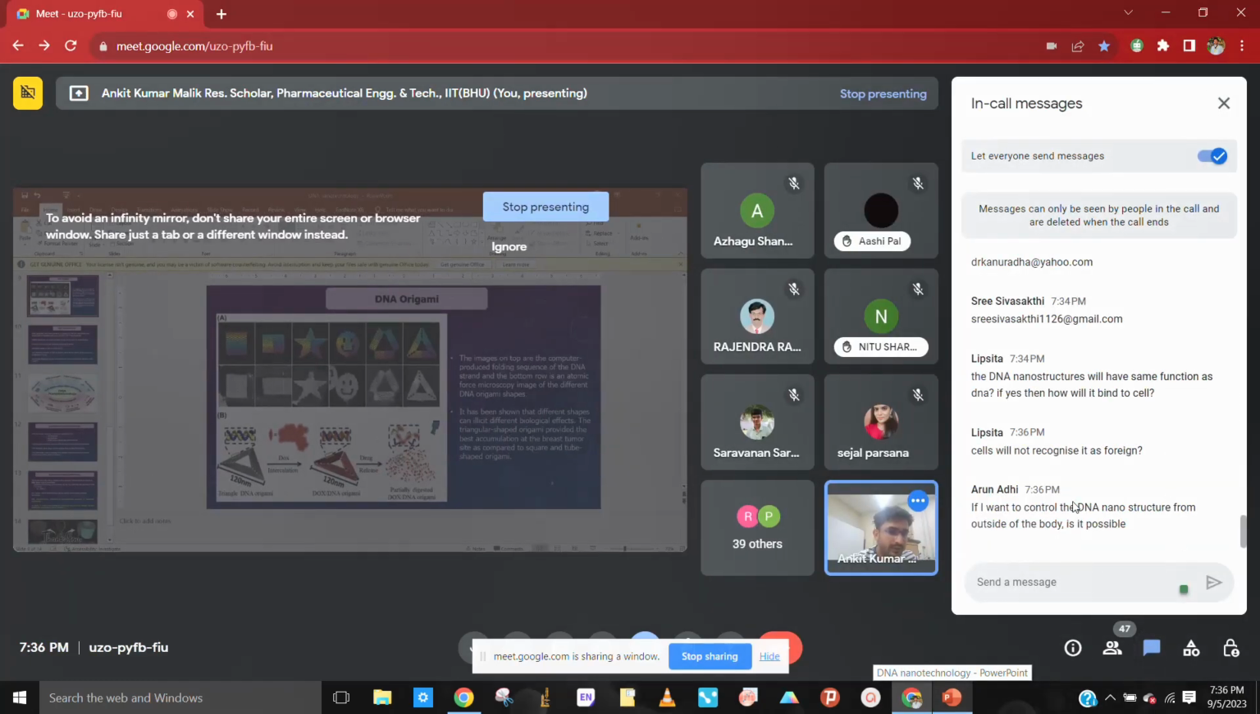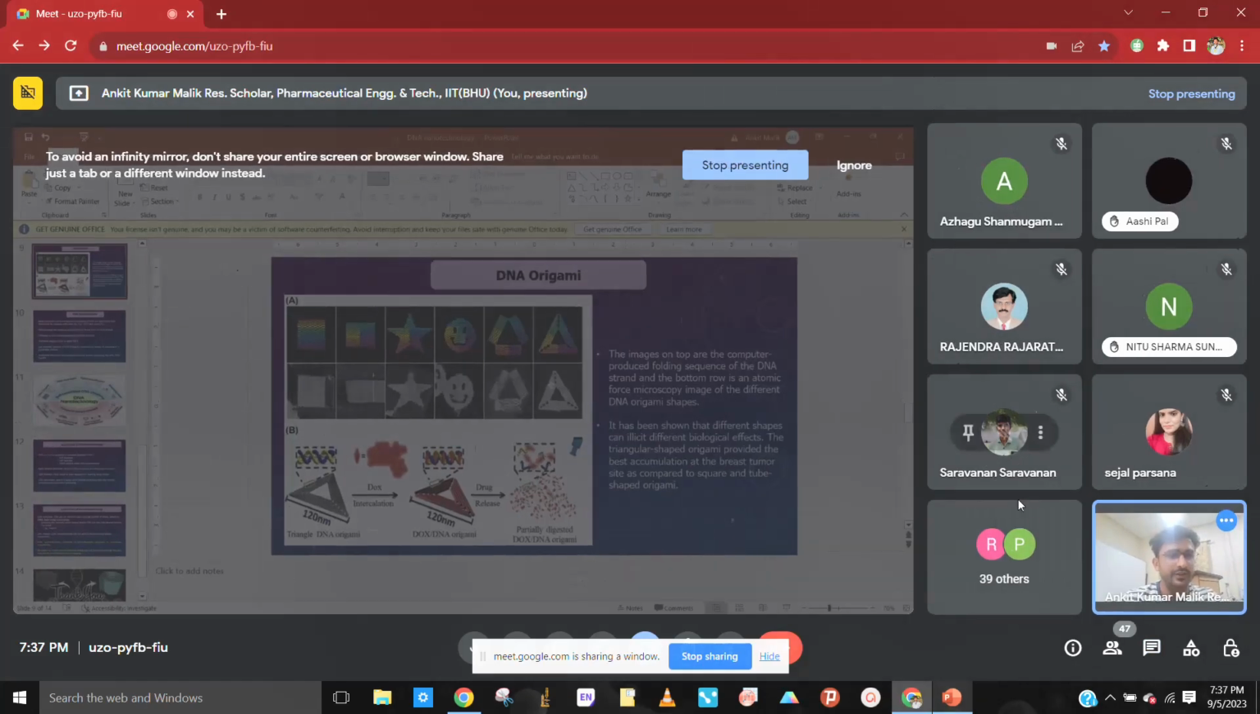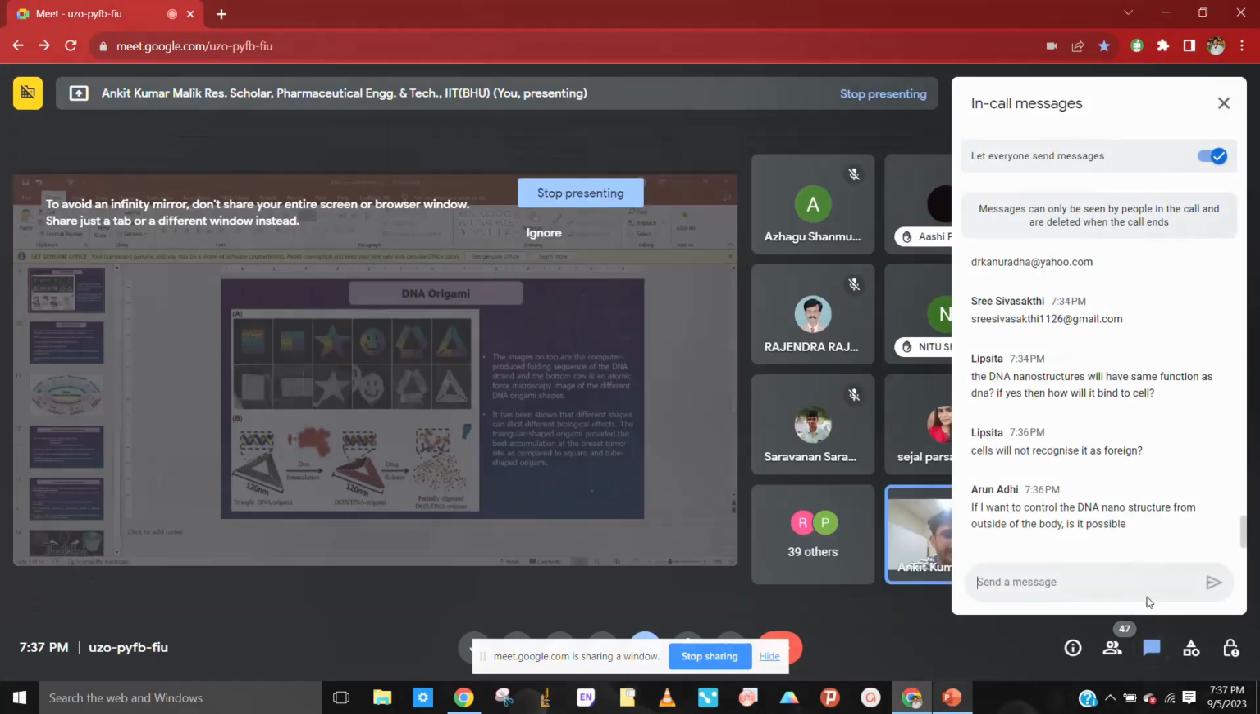If I want to control the DNA nanostructures from outside of the body, is it possible? No, it is not possible. Arunanthi, you are asking like is it a remote control thing?